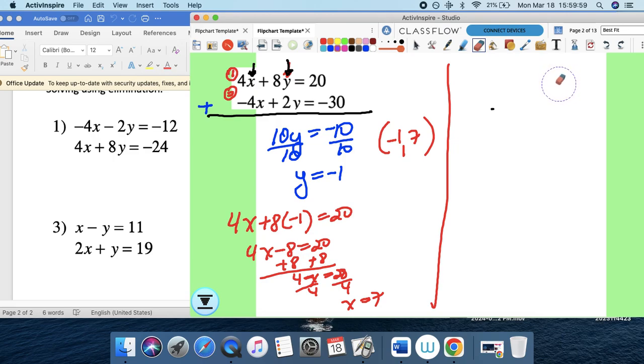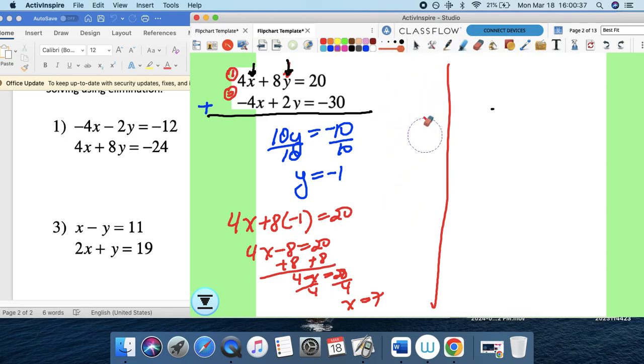Hang on a second. We're adding 4x plus negative 4x. That goes away. 8y plus 2y is 10y. 20 plus negative 30 is negative 10. Divide both sides by 10, y equals negative 1. So that seems okay. Take the second equation. Replace y with negative 1. 4x minus 8 equals 20. Plus 8, plus 8. 20 plus 8 is 28. Divide both sides by 4. x equals 7. Oh, x equals 7. Sorry. Oh, there was my mistake.